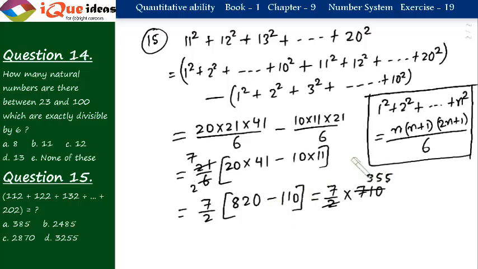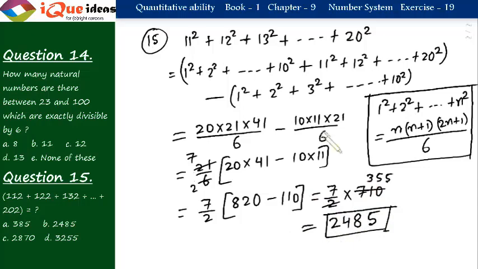Multiply that. 7 5s is 35, 3 carry. 7 5s are 35 plus 3 is 38, 3 carry. 7 3s are 21 plus 3 is 24. So 2485 is the answer of this question. You need to find the suitable option.